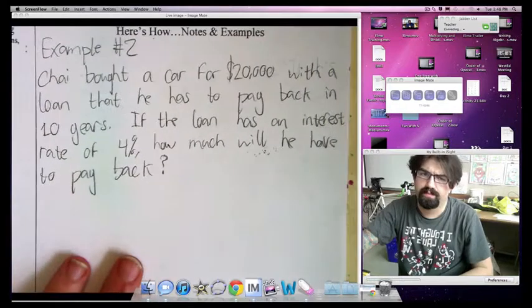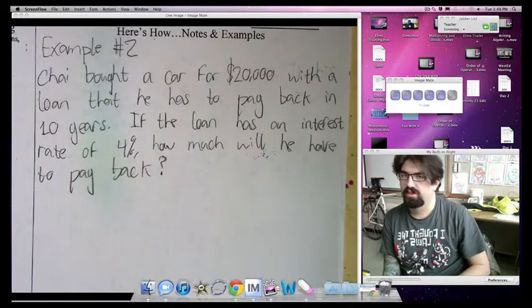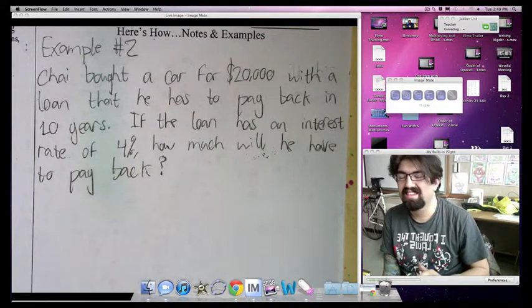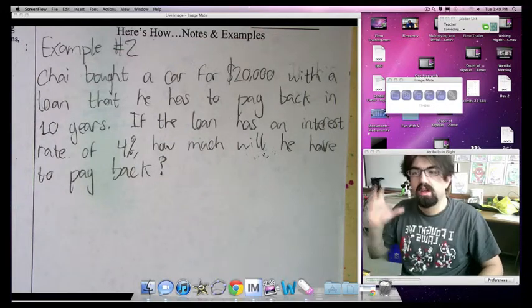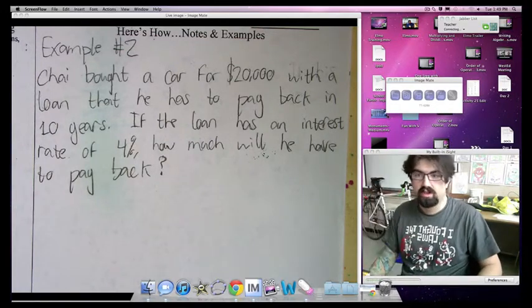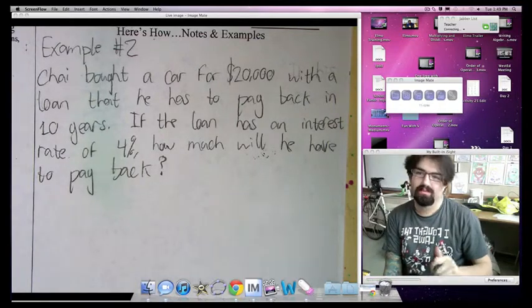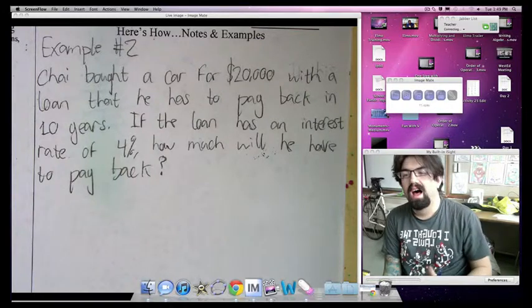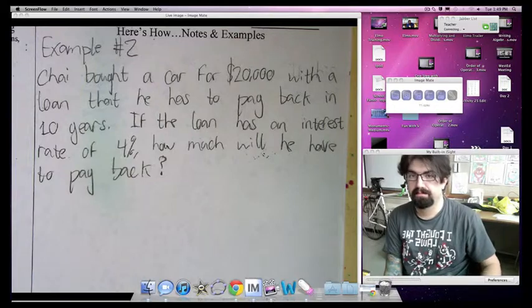Example number 2. Chai bought a car for $20,000 with a loan that he has to pay back in 10 years. So he bought a car for $20,000 and he got it on a loan that he has to pay back in 10 years. Well, they're not going to give you a loan for free. You got to pay a little extra. If the loan has an interest rate of 4%, how much would he have to pay back?